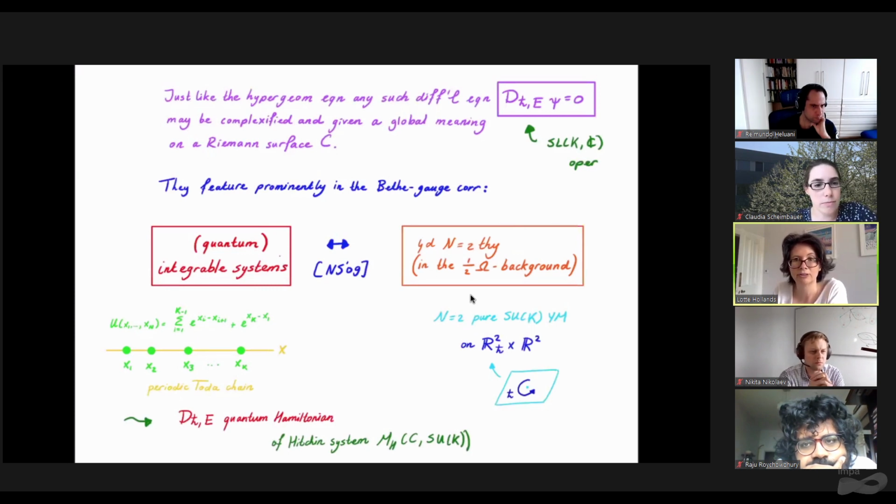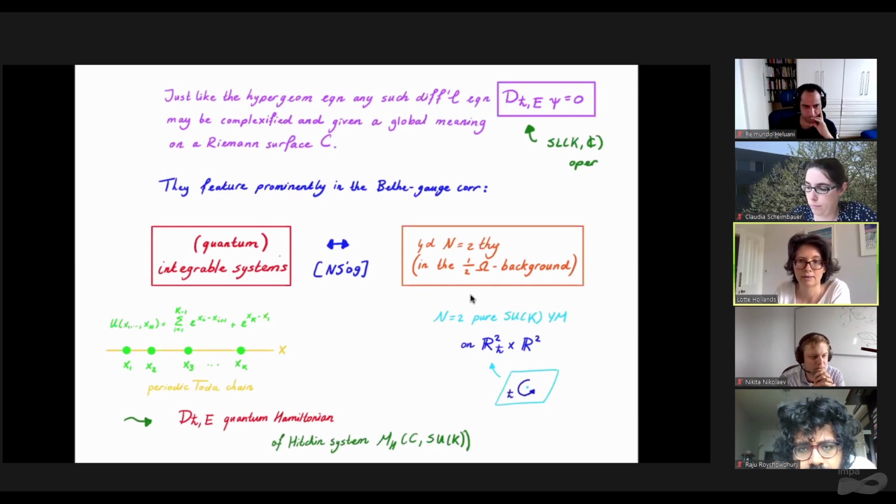And these differential equations feature prominently in the Bethe/gauge correspondence. I'm particularly interested in the 4-dimensional version of that correspondence as formulated in that paper by Nekrasov and Shatashvili. So this is a correspondence between the 4-dimensional N equals 2 theory in a certain background, which is called the half Omega background, and a quantum integrable system.